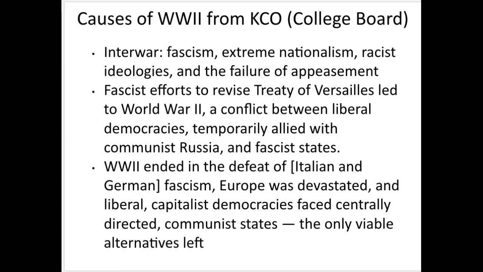World War II ends in the defeat of Italian and German fascism. Europe is absolutely ruined, and liberal capitalist democracies then face centrally directed communist states, which are the only viable alternatives left. So with the third leg of fascism booted out of the picture, communism and liberal democracies are the only alternatives left, and thus the Cold War. So World War I leads to World War II. World War II leads to the Cold War.